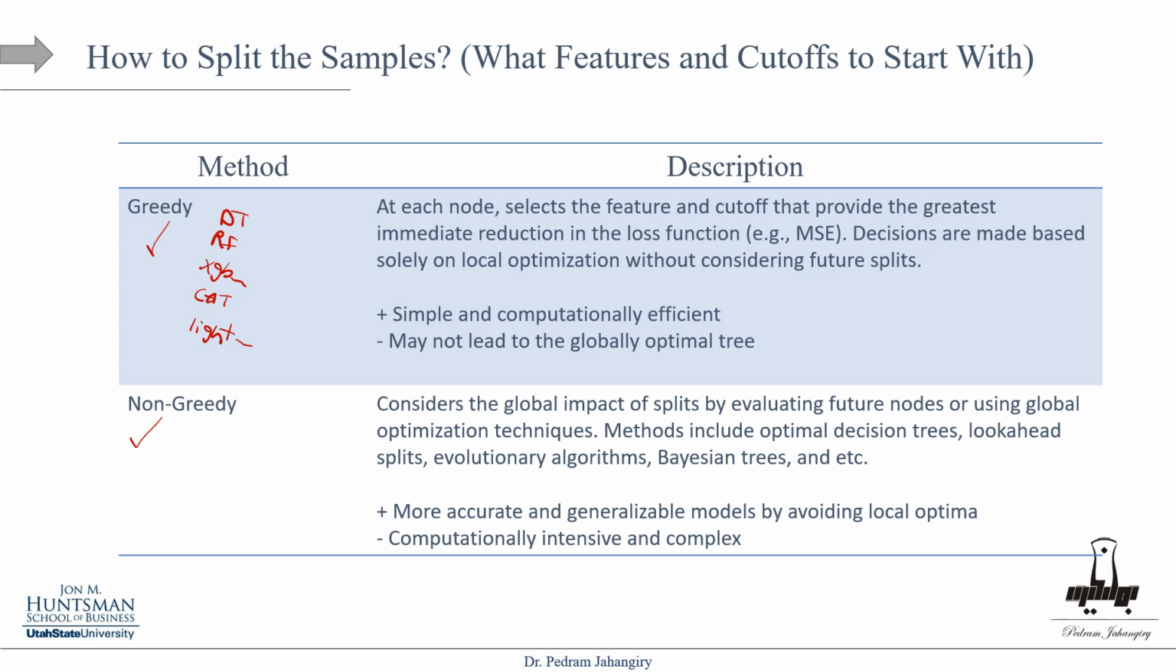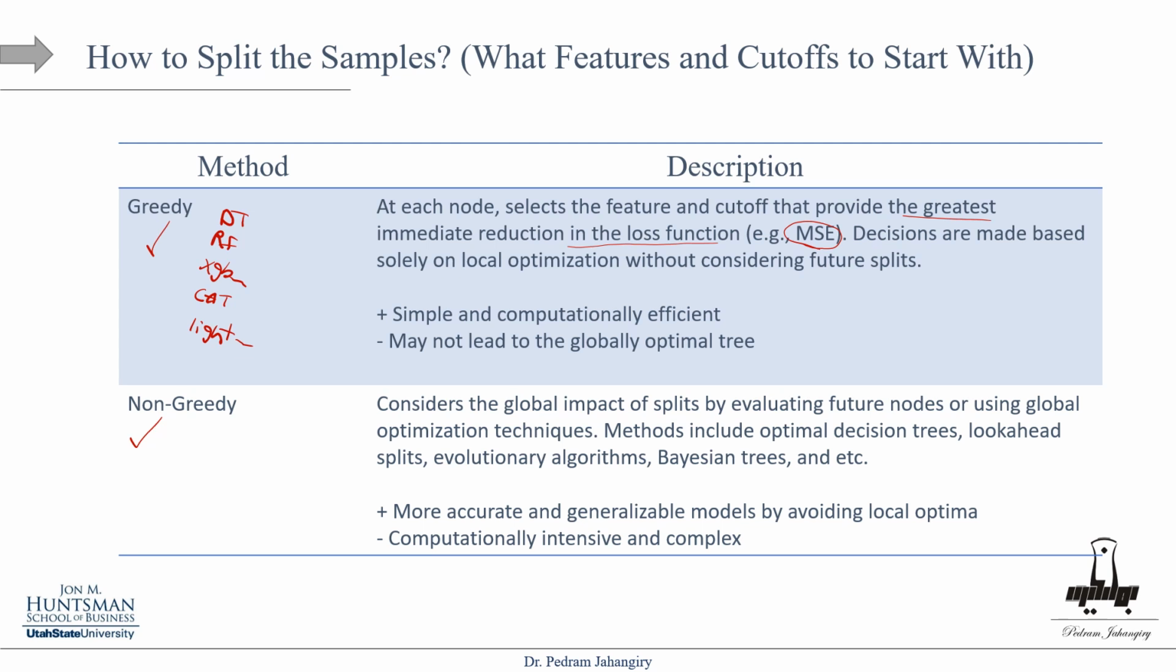What does greedy mean? Greedy means that, remember, at each node, we needed to select the feature and cutoff that provide the max information gain. For regression analysis, what was the max information gain? It was the largest reduction in the loss function. Which cutoff gives me the smallest total mean squared error? Do you remember we had different regions? We needed to add them up. Which split is going to give the smallest summation of those mean squared errors, right?